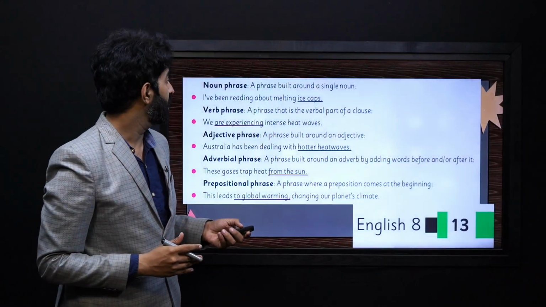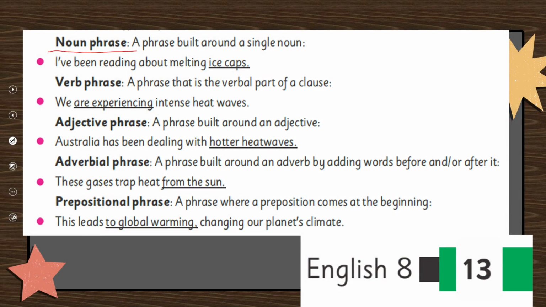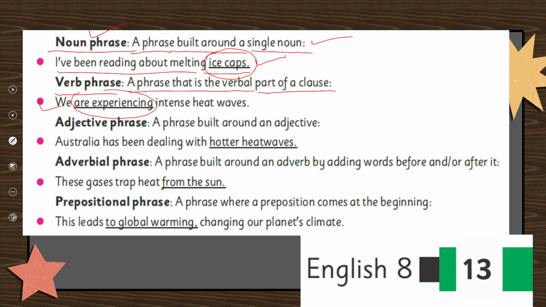Now, they are noun phrase, a phrase built around a single noun. Let's understand it by an example. I've been reading about melting ice caps. So ice caps is a noun phrase. Let's see verb phrase, a phrase that is the verbal part of a clause. For example, we are experiencing intense heat waves. This part is the verb. Experiencing something is a verb, hence we can call this a verb phrase.